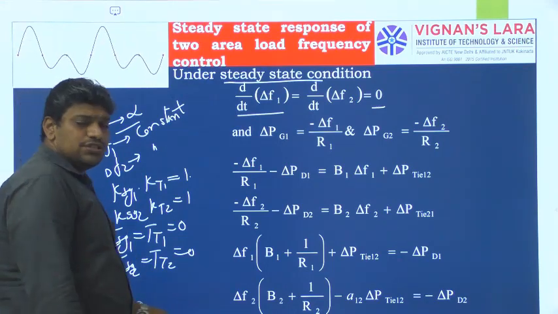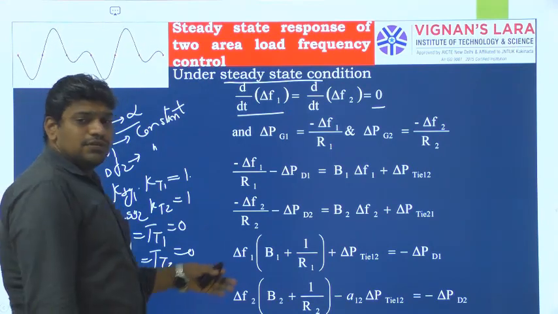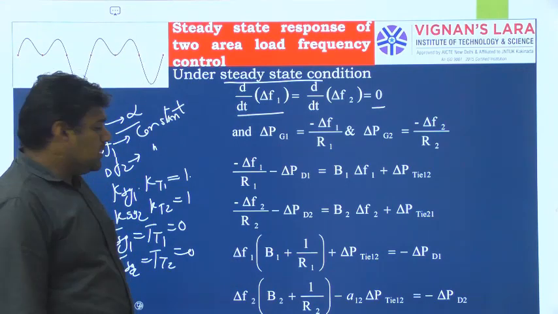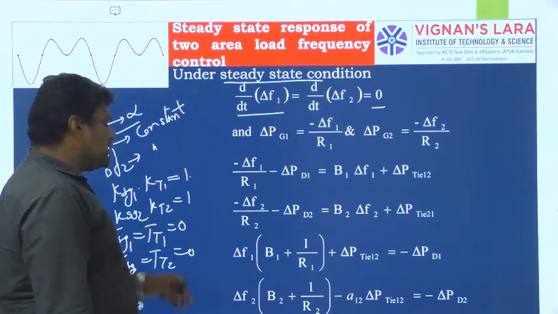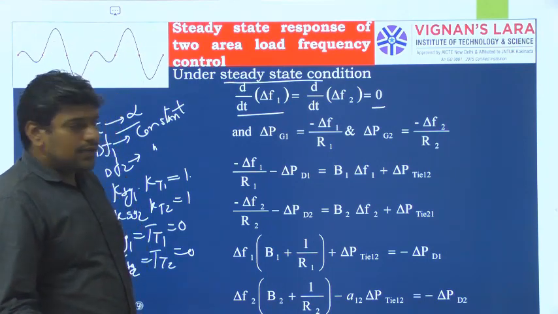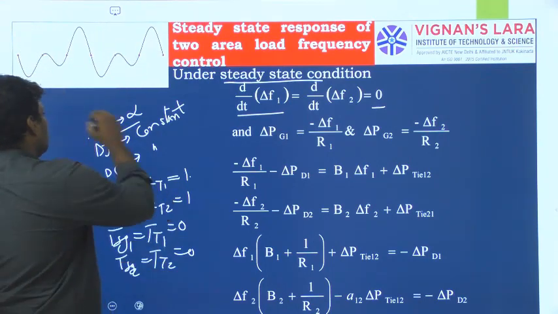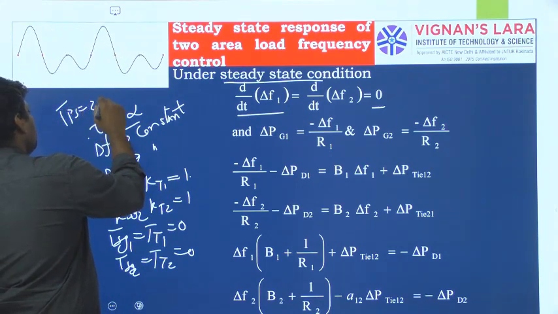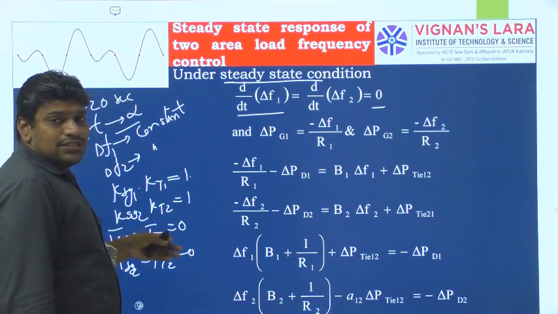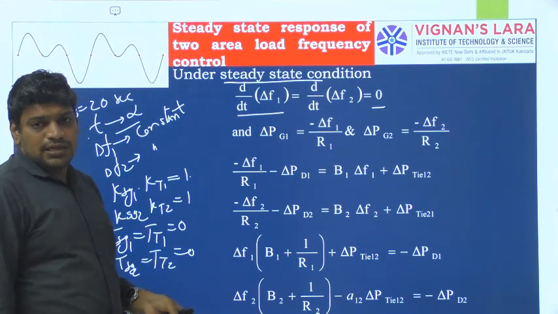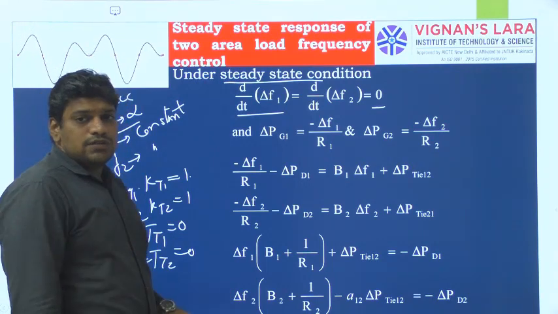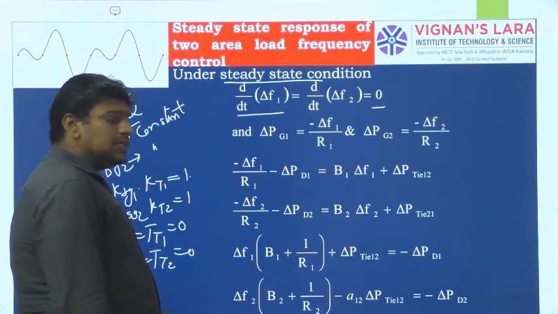Why? We have seen in earlier sessions that the time constants of the speed governor and turbine are very negligible compared with the time constant of the power system. They will be in the range of 0.2 to 0.4, so Tsc and Tt are around 0.4. The time constant of the power system, TPS, will be around 20 seconds. Comparing these, Tsc and Tt are very much negligible, so you can consider these two parameters as 0.